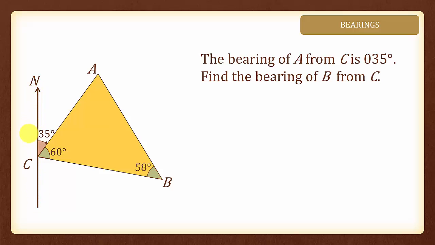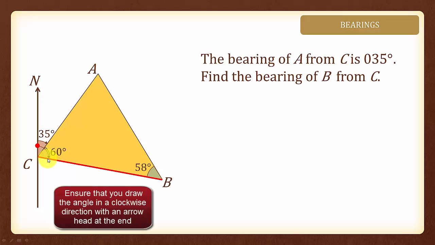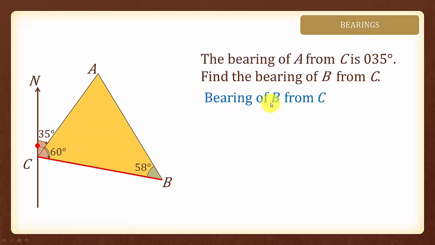So next, we will need to find the angle from the north line to the line BC, which is this red line here. And the bearings will be this angle. Can you find what is the value of this angle? Yes, the bearings of B from C is simply 35 degrees plus 60 degrees. For the working, you do not need to write in 3 digits yet. You only need to write 3 digits for the final answer, which is 095 degrees.